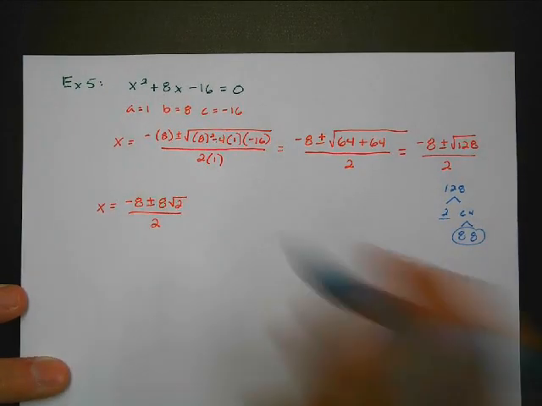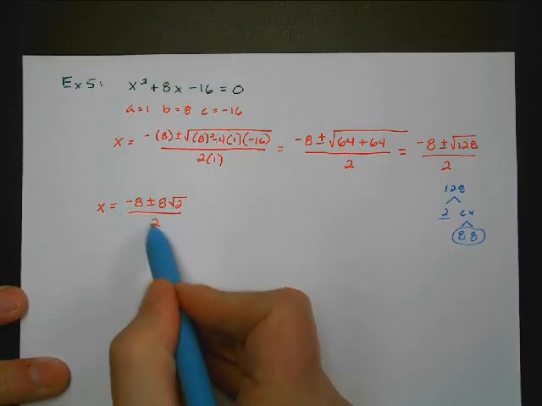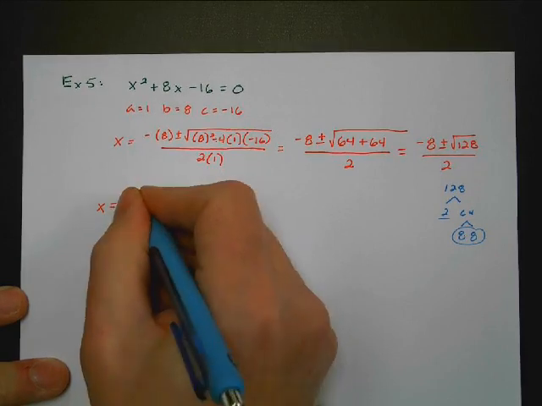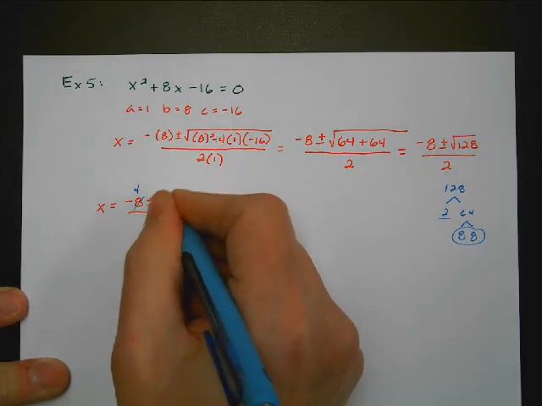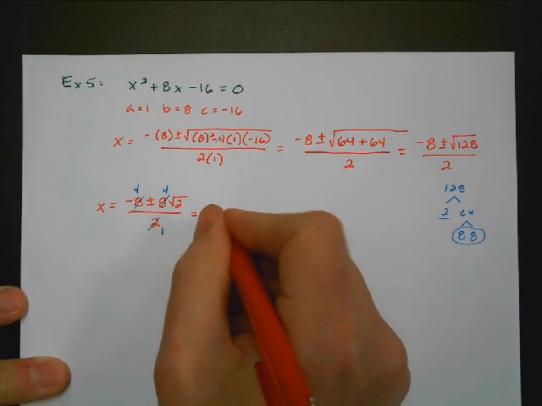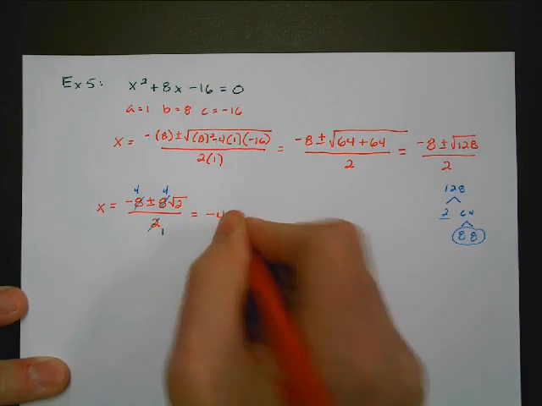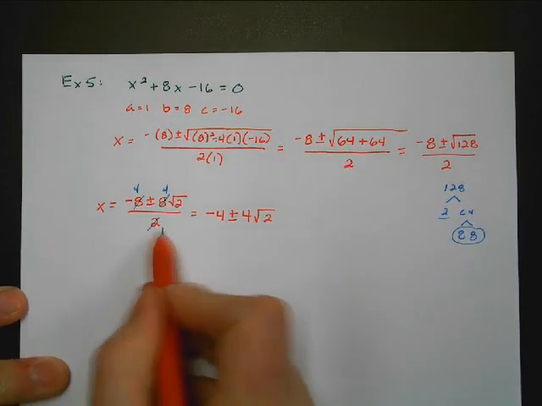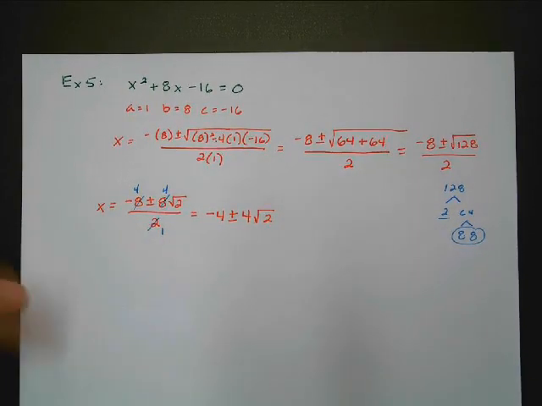So I see that all 3 of these numbers reduce. So 2 goes into 2 once, 2 goes into 8 4 times, and 2 goes into 8 4 times there. My final answer is negative 4 plus or minus 4 root 2. And I don't need to worry about it being over 1. It's always over 1. That is it. It's beautiful.